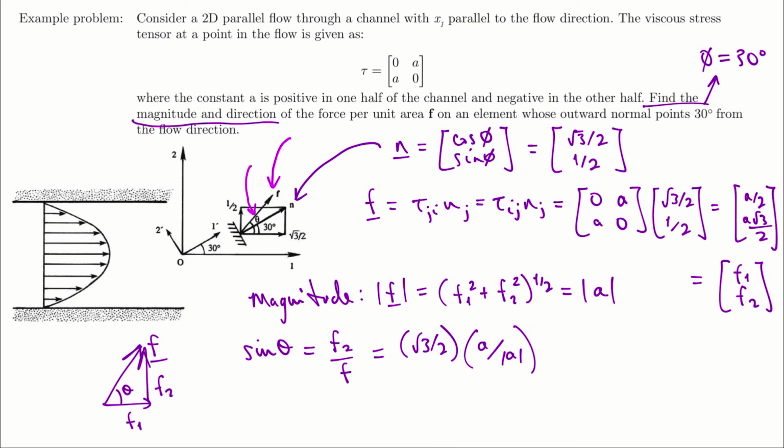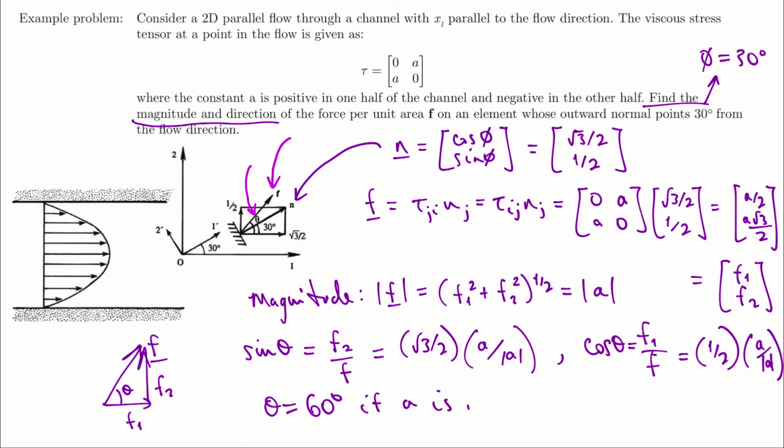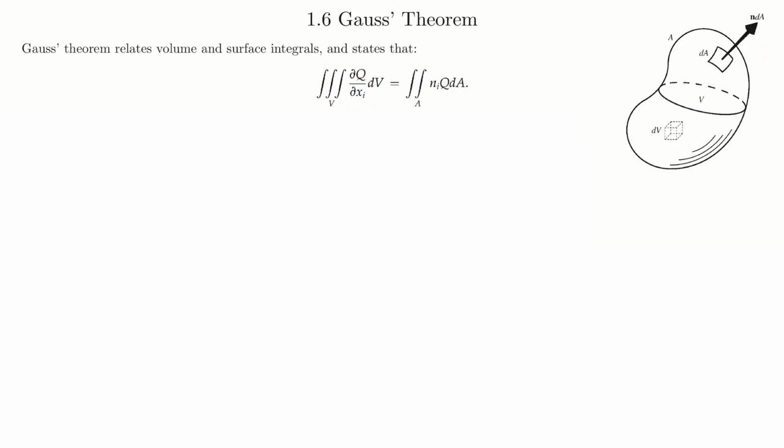And we also know that we have the cos theta, which is from the geometry that I drew there, right? It's actually just F1 over F, and that one is going to be half times a over the absolute value of a. And then we could see from solving this that theta equals 60 degrees if a is positive, and theta equals actually 240 degrees if a is negative, because if a is positive, both the sine and the cos are positive, but if a is negative, both the sine and the cos are negative. Okay, problem solved.